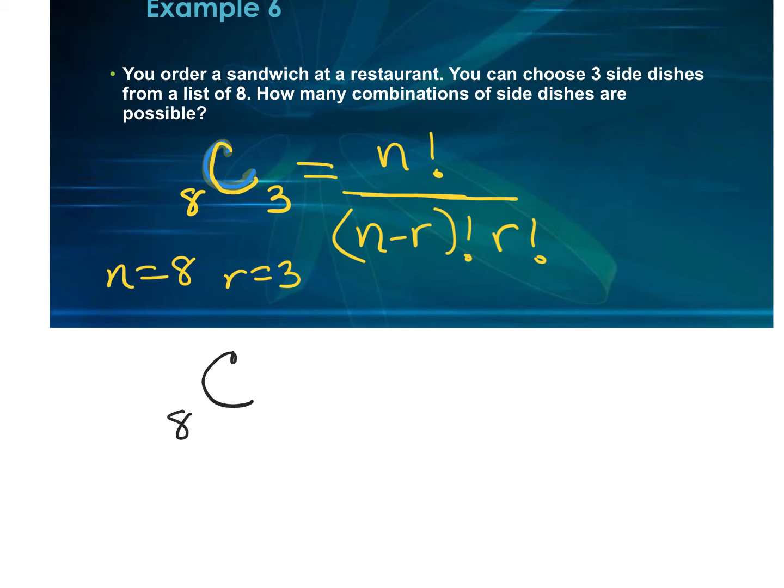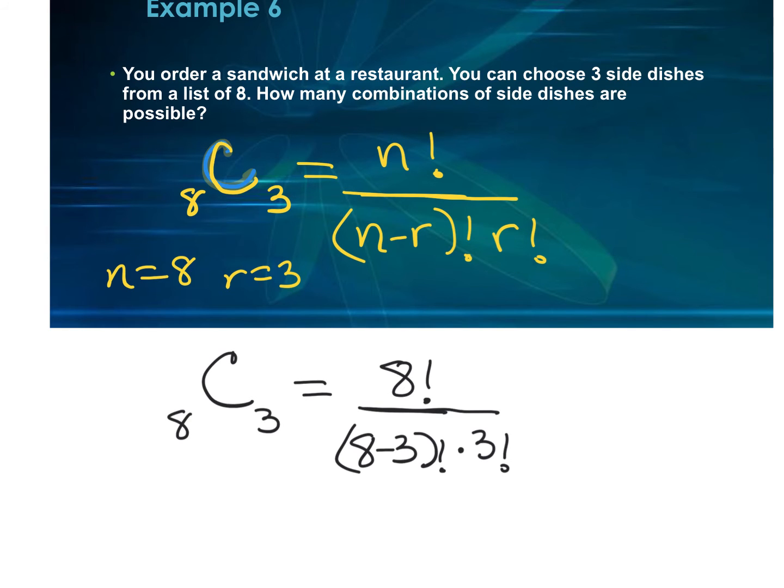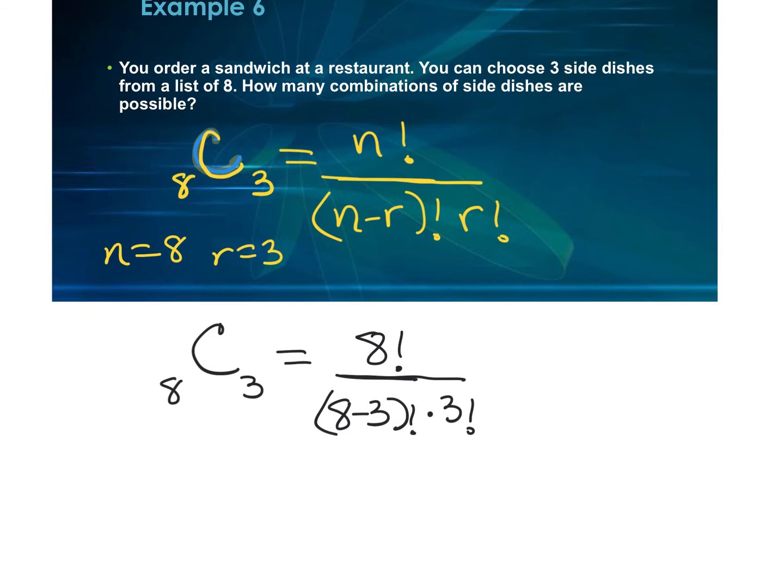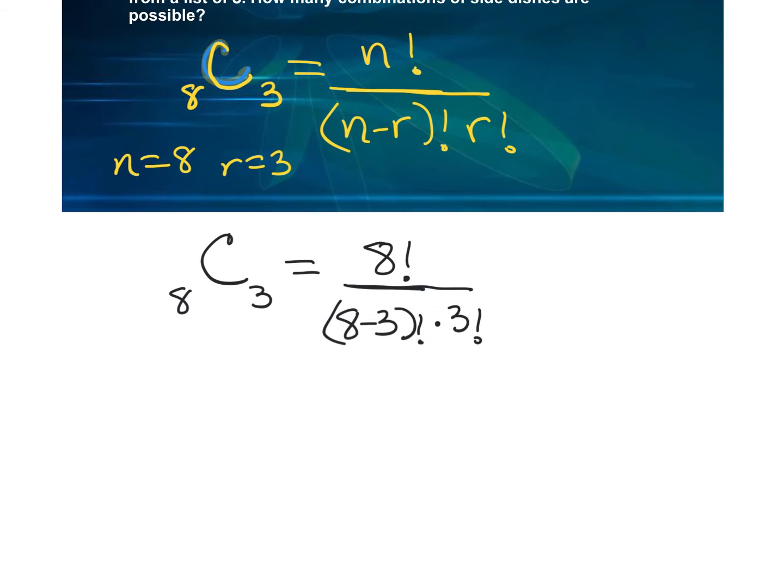So combination, 8 objects taken 3 at a time: 8 factorial over (8 minus 3) factorial times 3 factorial. And again, there is a button on your calculator, but I would like to see the setup when you do your work of how you're plugging it into the formula. So then I'm going to go ahead and subtract what's in the parentheses. Now, do not multiply 5 and 3. We actually have to expand these factorials out.